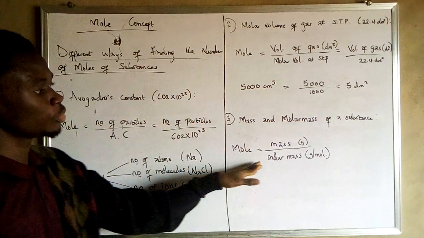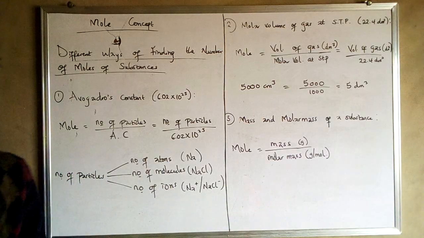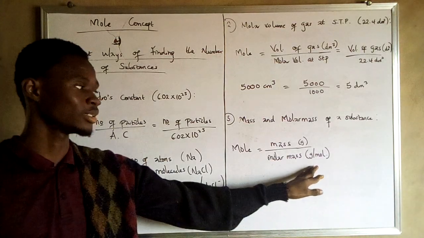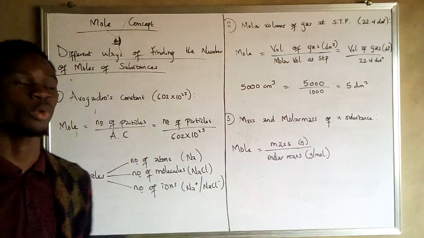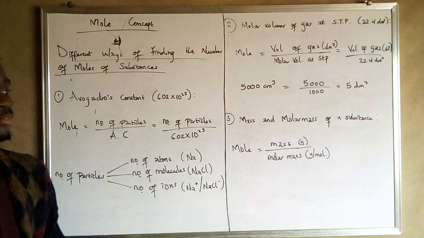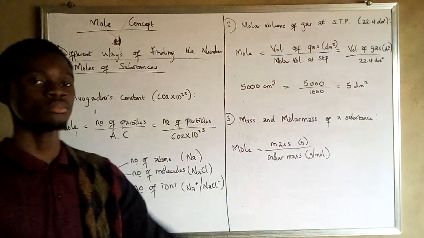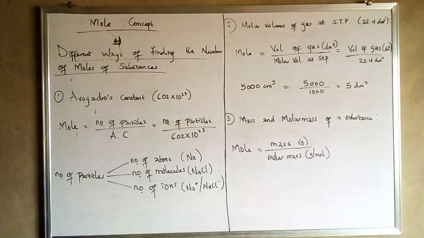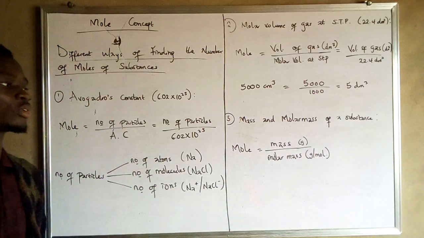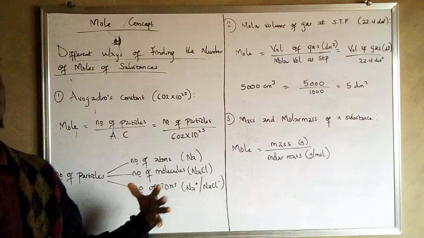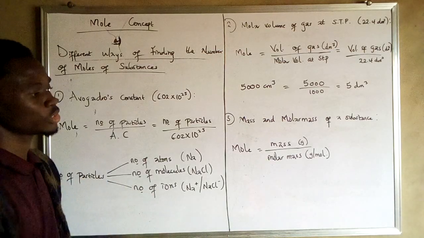And the last one, you'll be given the mass and the molar mass. Sometimes, when you are asked for the mole, you have to find the value of the molar mass yourself when the substance involved is a compound, not an atom. So you have to find the molar mass by adding the relative atomic mass of each atom present in the compound. You get the value.